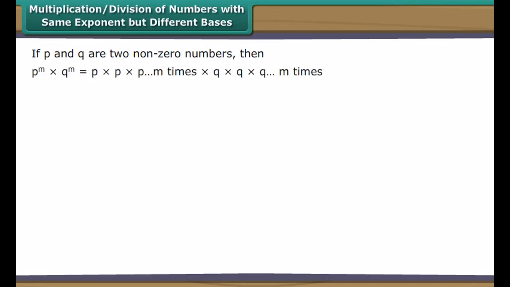Multiplication, division of numbers with same exponent but different bases. If P and Q are two non-zero numbers, then P raised to the power M into Q raised to the power M, which is equal to P into P into P till M times into Q into Q into Q till M times, which equals P into Q into P into Q till M times, which is equal to PQ raised to the power M.